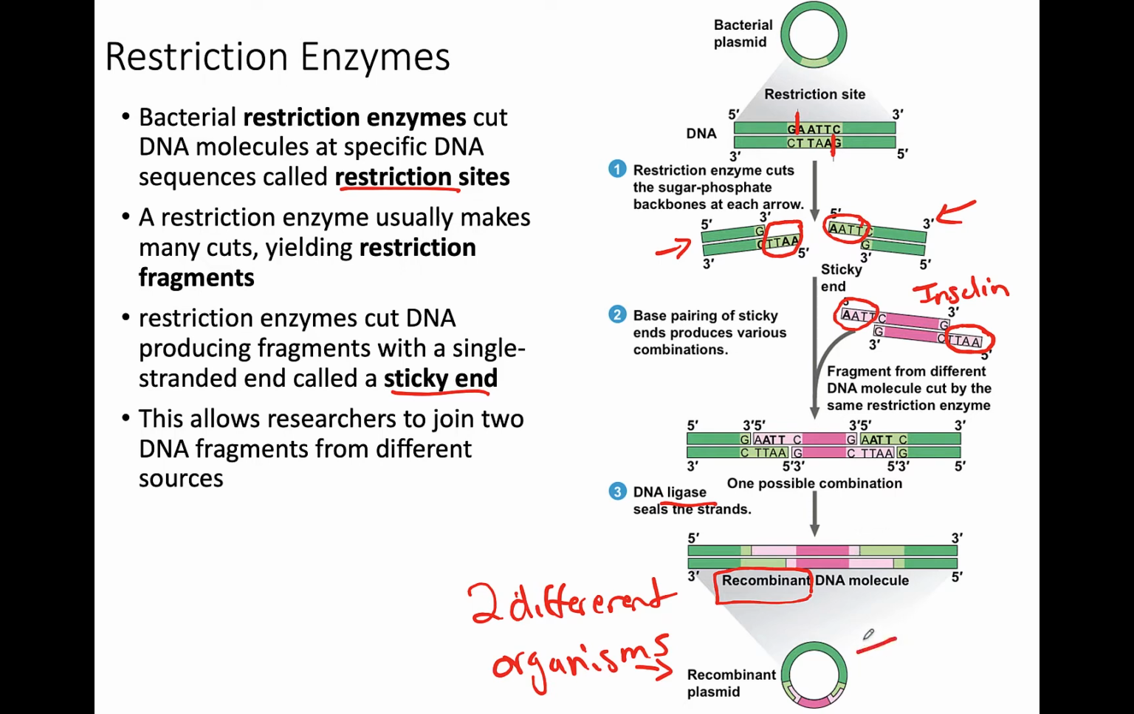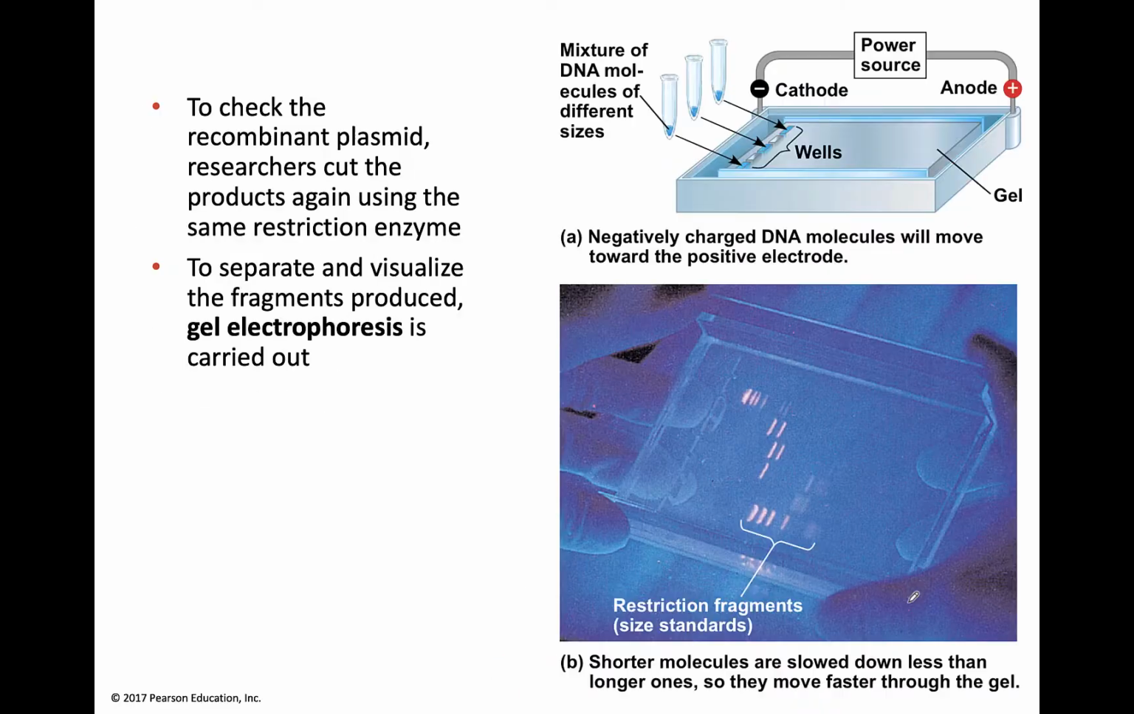So now this recombinant DNA, we're going to need to check it. We check the recombinant plasmid by running it on something called a gel electrophoresis. So a gel electrophoresis is here. There are several wells right here that are places you can insert DNA. And this is a porous gel.